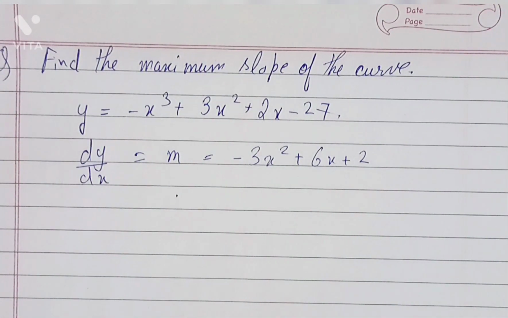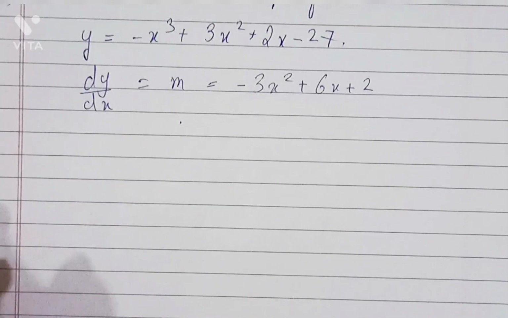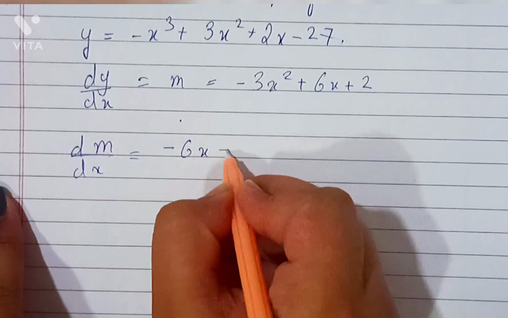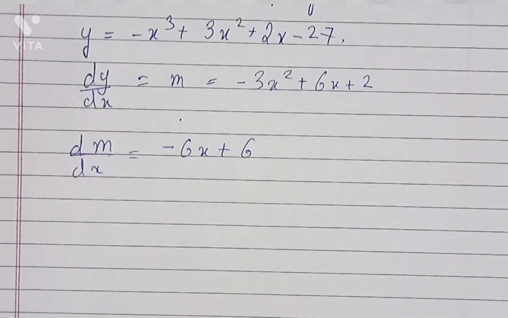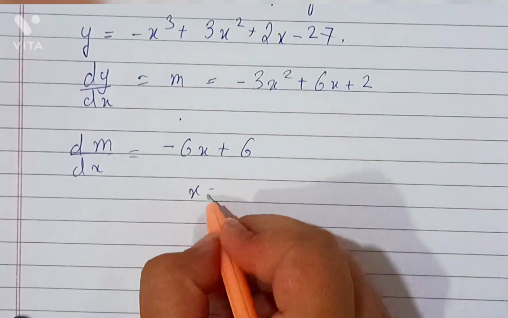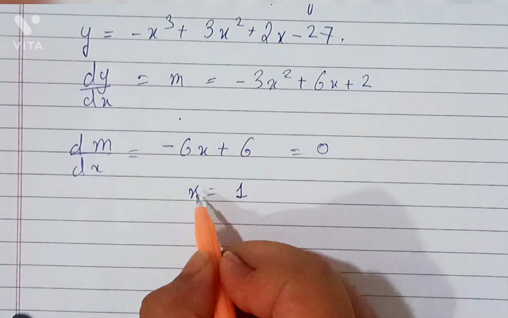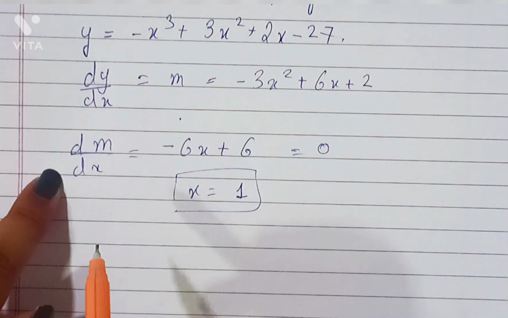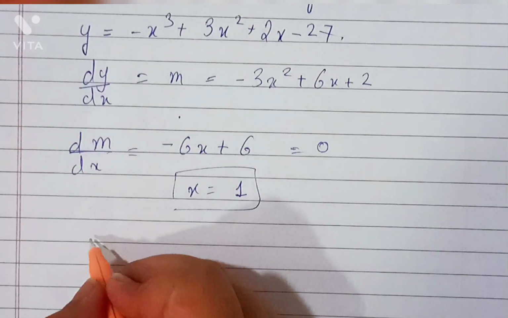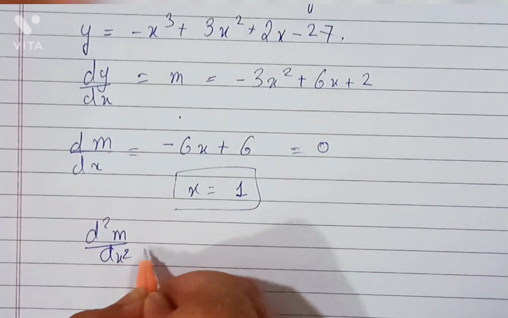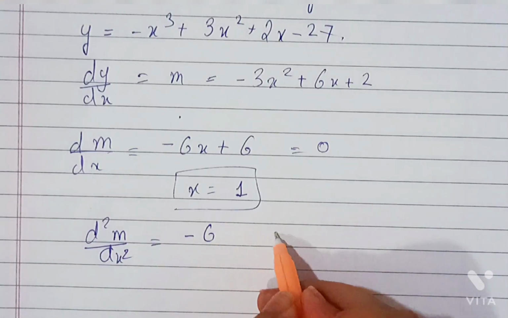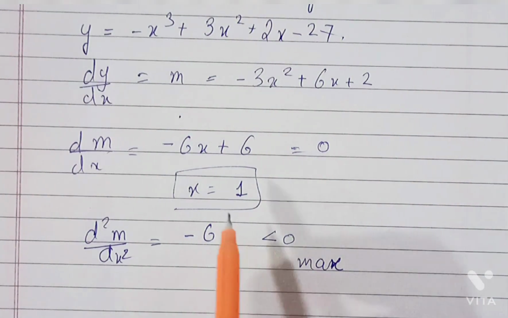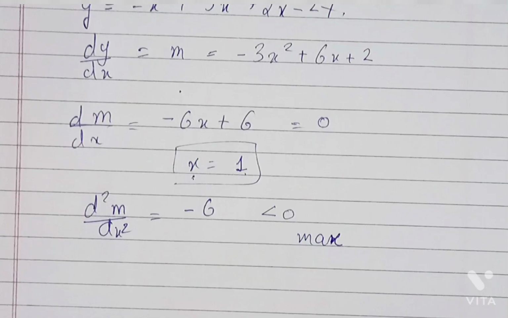Now we'll differentiate it to find turning points. Alright. So dm by dx, which will be minus 6x plus 6. From here we'll get x equals to 1, means equating it to 0, we'll get x equals to 1. Alright, and I'll differentiate it again to check whether it's maximum or minimum. So d square m by dx square is equals to minus 6. So it's less than 0, so it's maximum. Alright, so at x equals to 1 we'll get maximum slope.